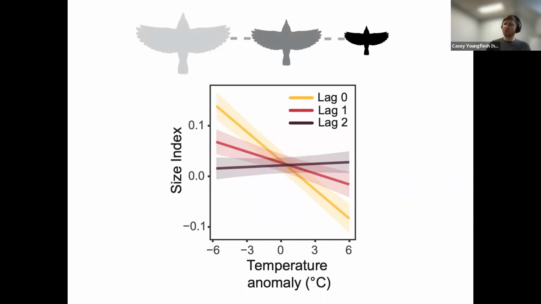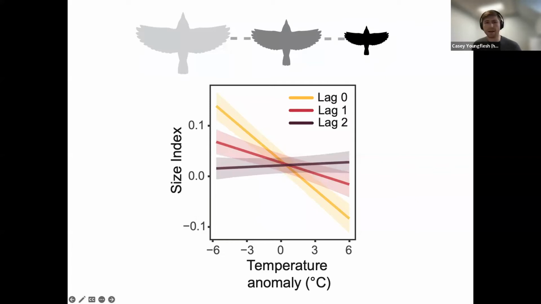Well, we find that fluctuations in temperature over time are indeed associated with changes in body size. Again, warmer temperatures, smaller individuals. And we see this effect for temperature in the year that the bird was captured, as well as 1 year prior to capture, but not 2 years prior to capture. In this yellowish orange, this is the effect of temperature in the year of capture. So higher temperatures in a given year for a given site, smaller individuals. Lag 1 is shown in pink, and lag 2 is shown in this purplish hue.